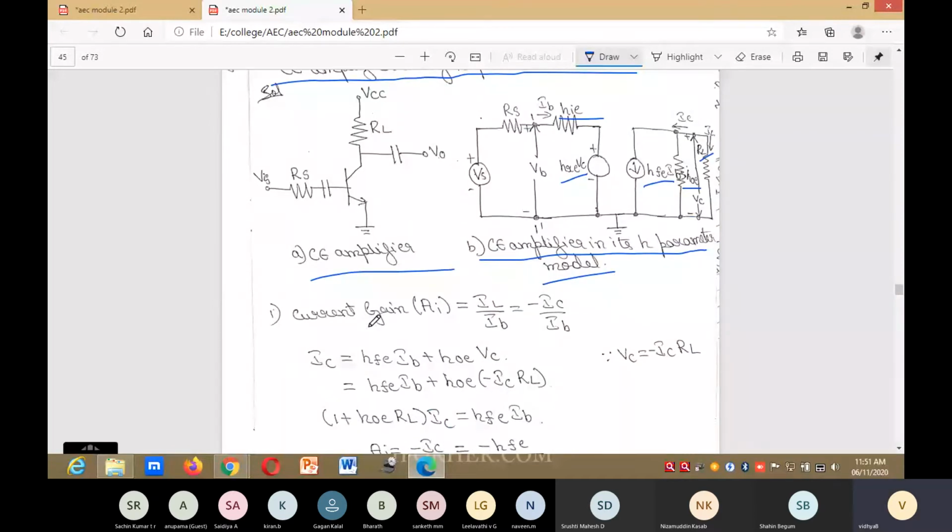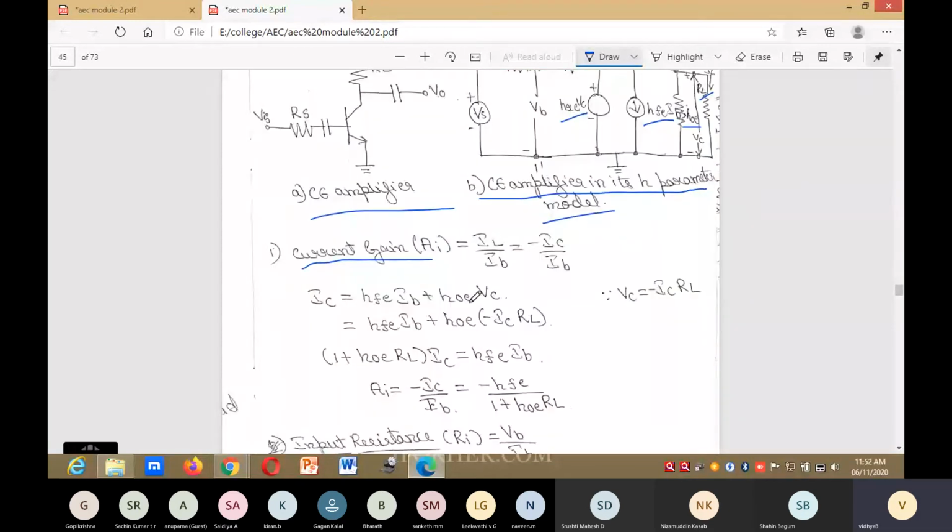First we need to find out current gain. AI is IL divided by IB, that is output current divided by input current. Here it is IC divided by IB. What current is flowing? It is opposite to the IL, so minus IC divided by IB.